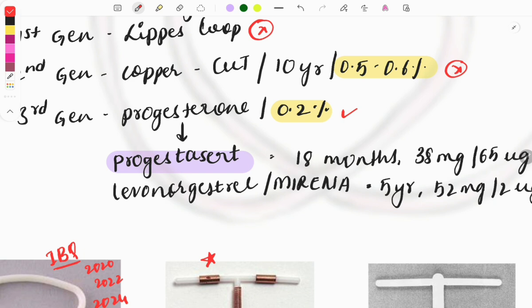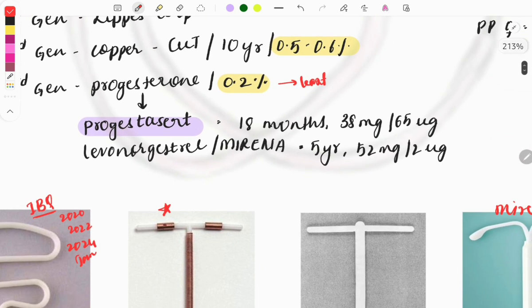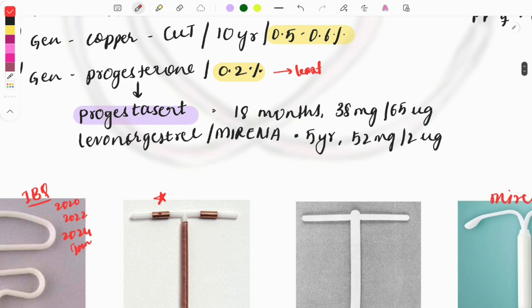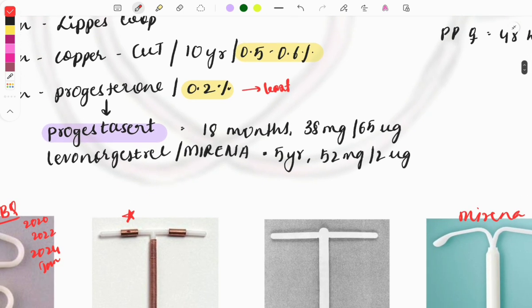So where I was, third generation we were discussing, right? Third generation is the progesterone, the hormone containing, and the Pearl index for this one is 0.2 percent. And see, this is the least associated with failure, so this is preferred. Then the Progestasert, it can be used for 18 months, and this is the total amount of progesterone present in it, and this is released per day. So this many micrograms of progesterone are released per day.